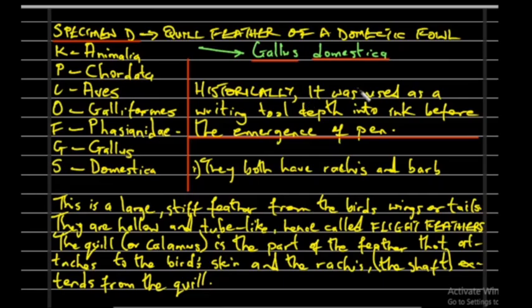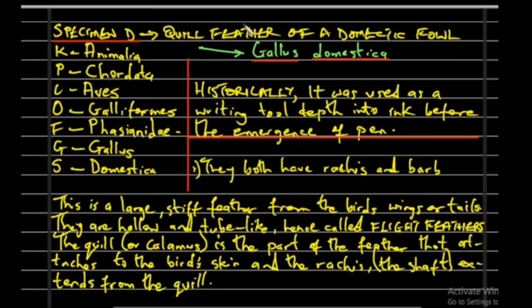Historically, this particular specimen was used as a writing material before the emergence of what we know today to be the pen. Actually, the quill is dipped into ink for writing. If we are permitted to look at the similarities between the quill feather and the palm frond, the similarity between them is that they both have rachis and barbs.